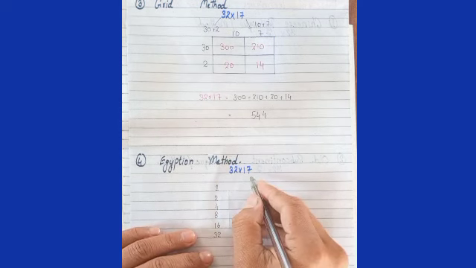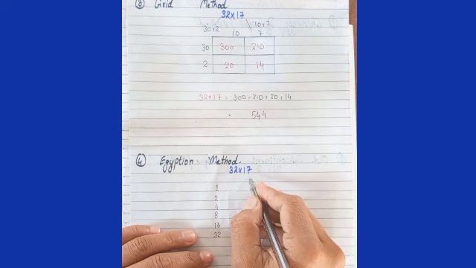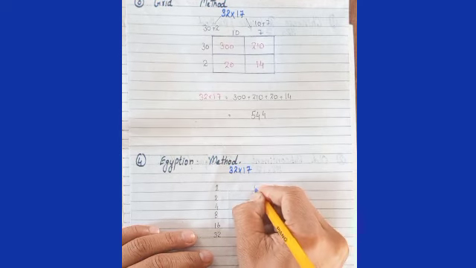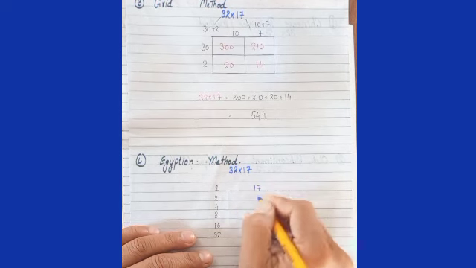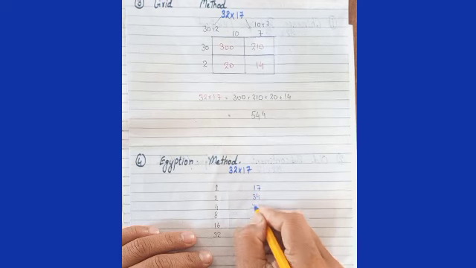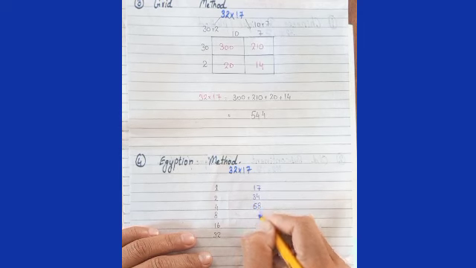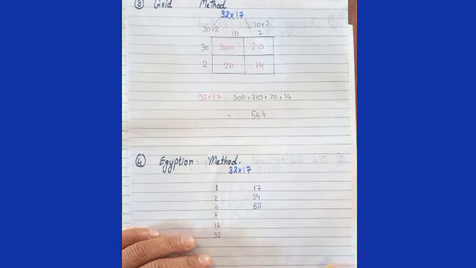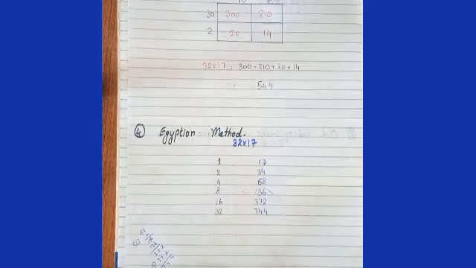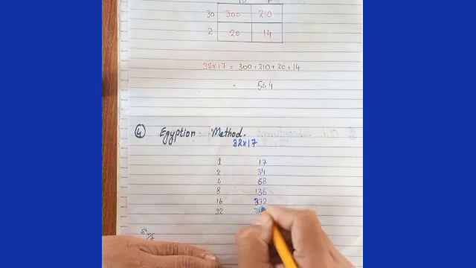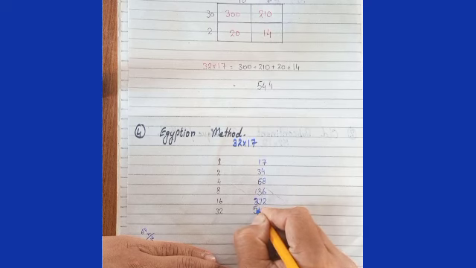On the other hand, we will write multiples of 17. That is, we will write 17 in the first column. Then we double it: 34, 68, 136. So here we have 272, and doubling 272 will give us 544.